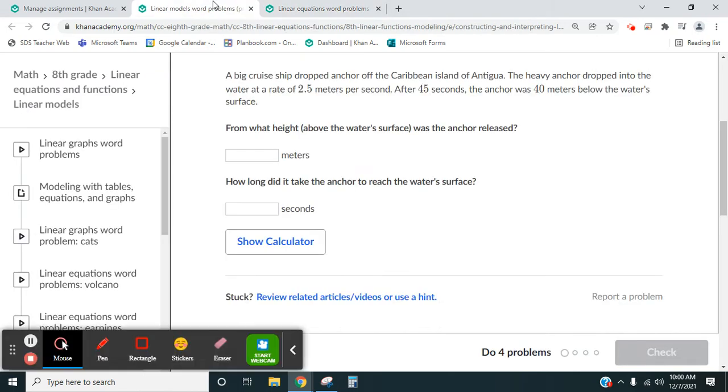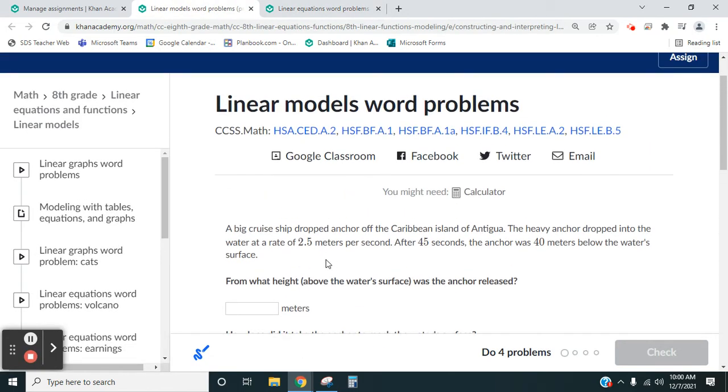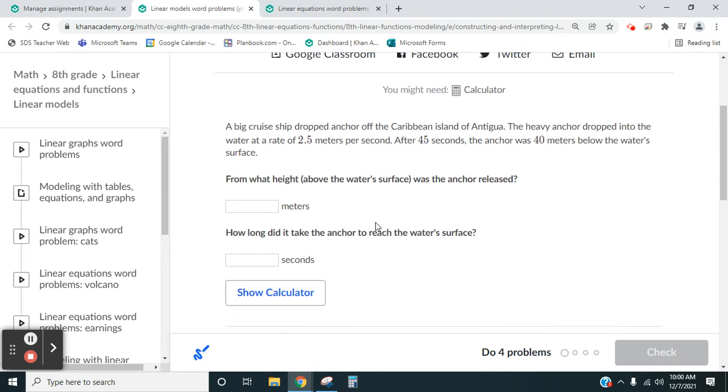All right, so you'll have one of those questions here today. All right, here's the new assignment. I want you to watch with me. These are kind of tricky. It's not just one way to do these. All right, so a big cruise ship dropped anchor off the Caribbean island Antigua. A heavy anchor dropped into the water at a rate of 2.5 meters per second. After 45 seconds, the anchor was 40 meters, and so on. Here's the first question. From what height was the anchor released?